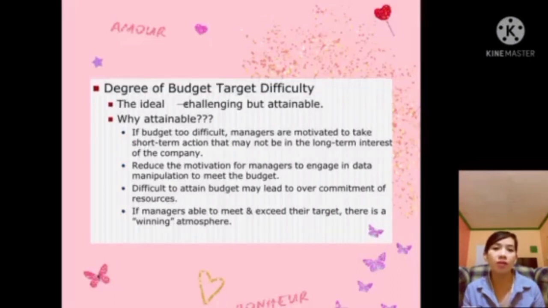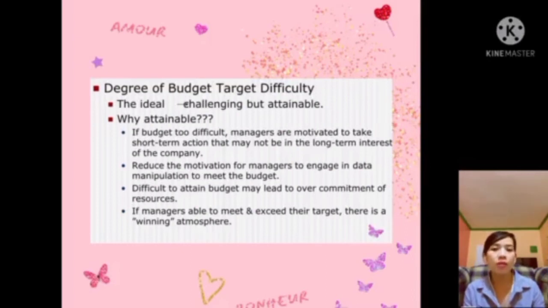The degree of budget target difficulty: the ideal is challenging but attainable. Why attainable? If the budget is too difficult, managers are motivated to take short-term action that may not be in the long-term interest of the company, and to engage in data manipulation to meet the budget. A difficult-to-attain budget may also lead to overcommitment of resources.